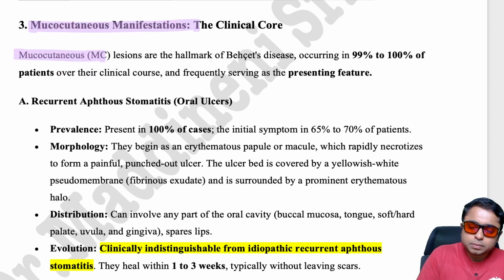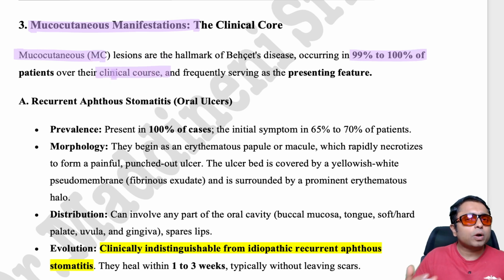So mucocutaneous lesions are the hallmark of Behçet's disease, occurring in almost 100% of the patients over the clinical course. It is going to be a very chronic condition, which sometimes could take a few years to be even diagnosed because of its rarity. The treating rheumatologist or ophthalmologist or dermatologist may not be able to diagnose the patient as having Behçet's disease, and they may be treating it as various other conditions.